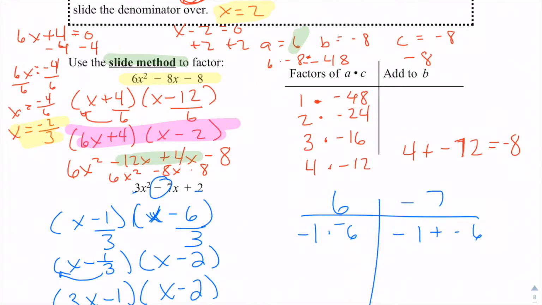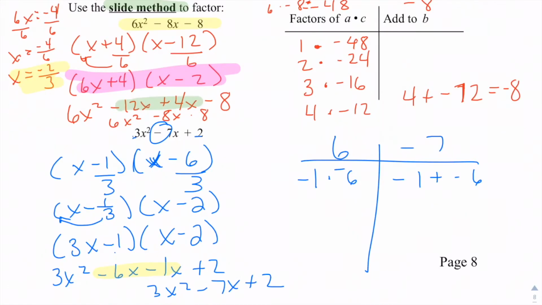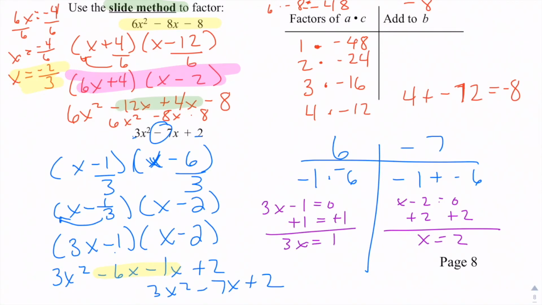Then I want to use the zero product property again to solve. And I do that by setting both of these equal to 0. So I get 3x minus 1 equals 0, and x minus 2 equals 0. Again, this is pretty simple. You just add 2 to both sides. It gives me x equals 2 is one of my solutions. On this one, I add 1 to both sides. So I get 3x equals 1. Divide by 3 on both sides, and get x equals 1/3. So my two solutions to this are x equals 1/3 and x equals 2.